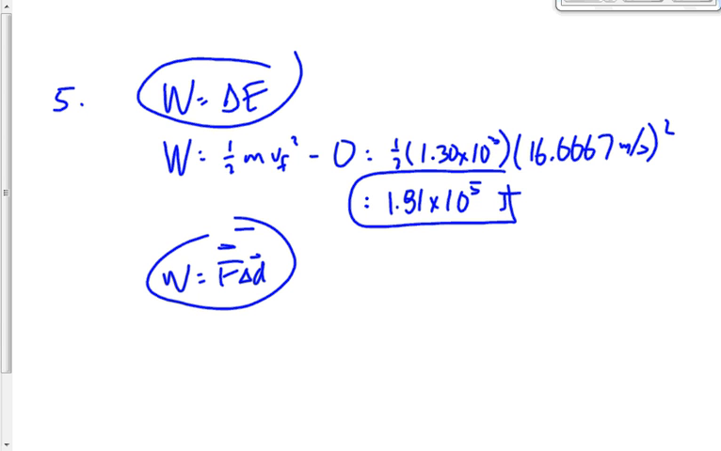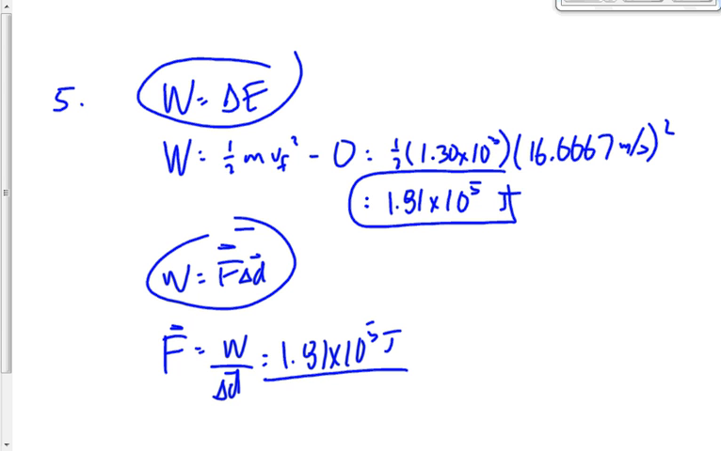Let's rearrange it to solve for F. Take the D over by dividing. We get 1.81 times 10 to the 5 joules, and we divide that by the displacement given to us of 200 meters. That gives me 903 newtons. Is that okay?